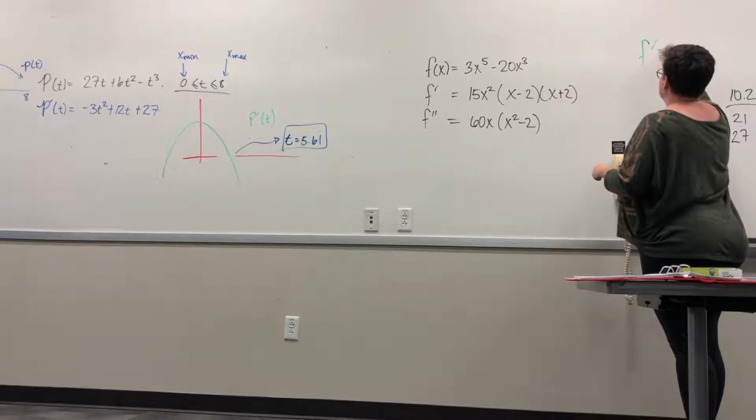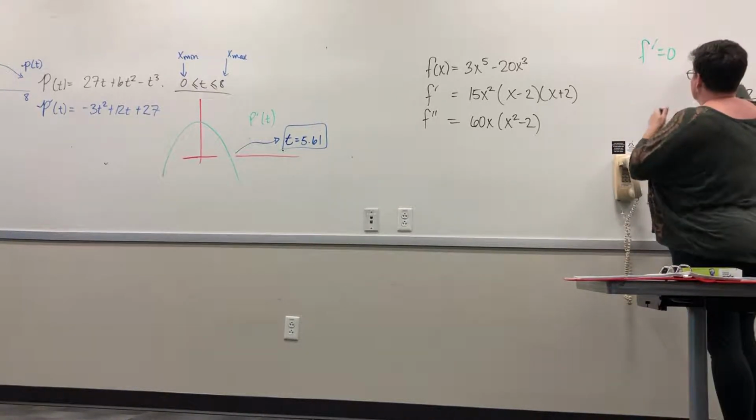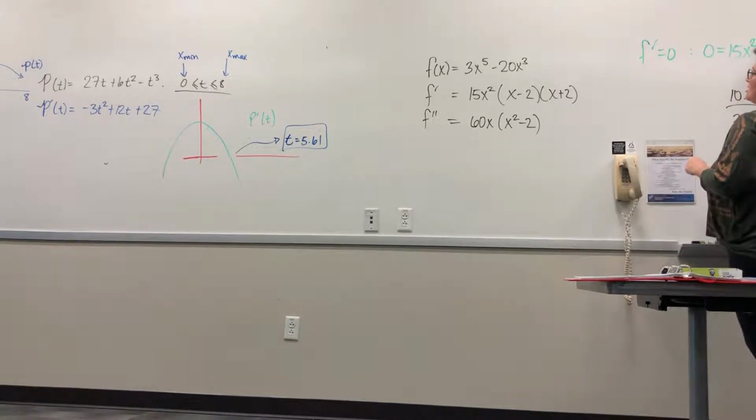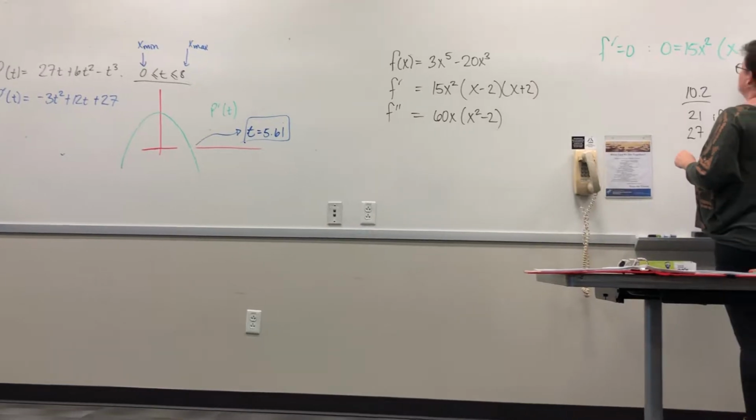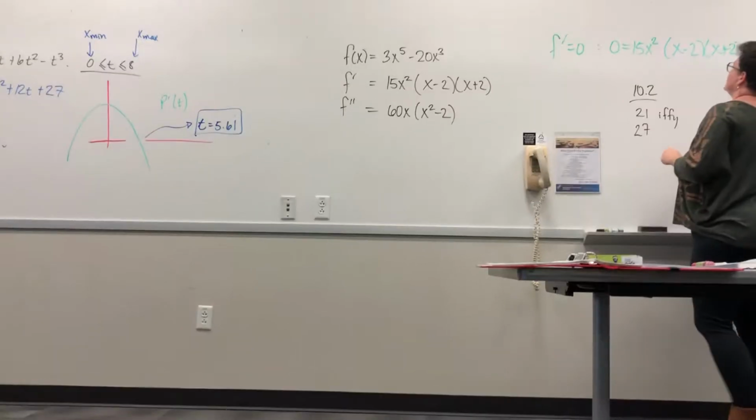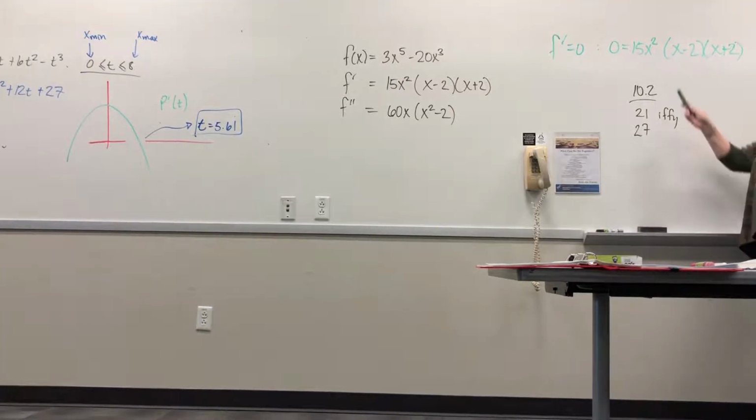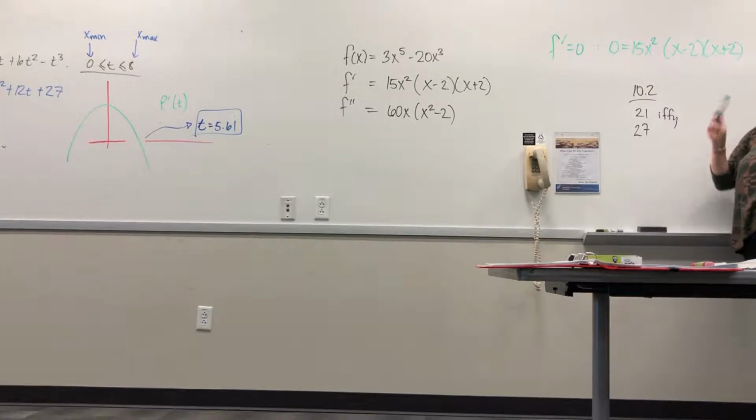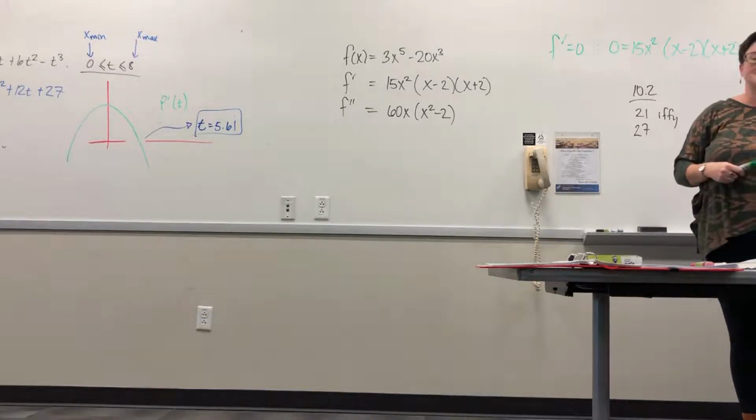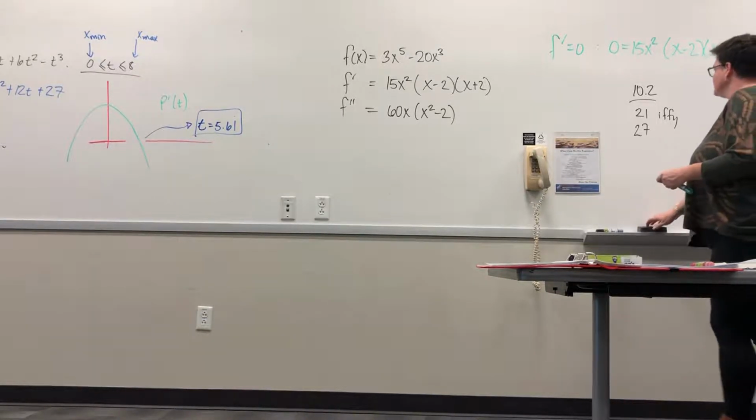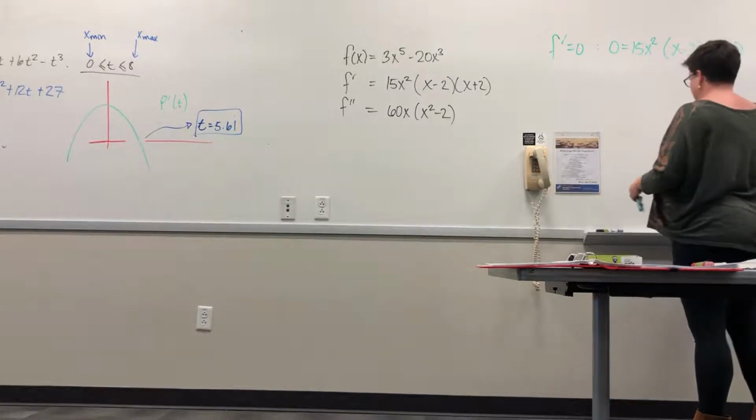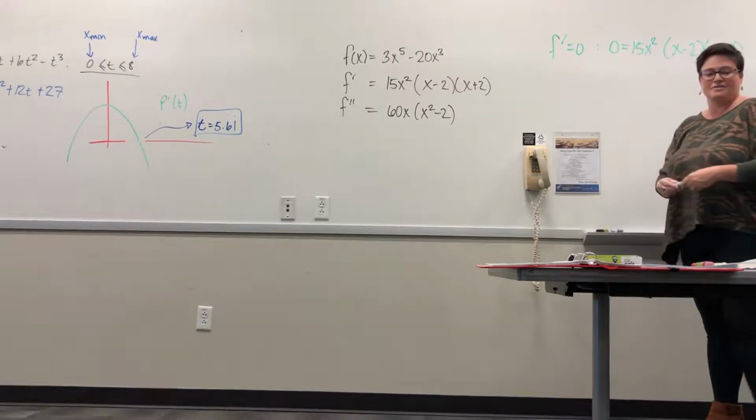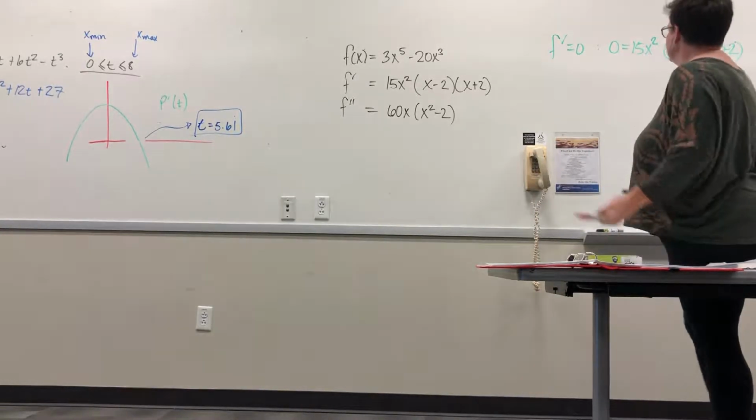f prime equals 0. So 0 equals 15x squared, x minus 2, x plus 2. So just like we set a derivative equal to 0 and then solve for x, we would have factored this, and this is the factored form we would get. So it's skipping to the good stuff. Thank God they did that. Isn't that nice? They gave it to you. So now you have 3 solutions.